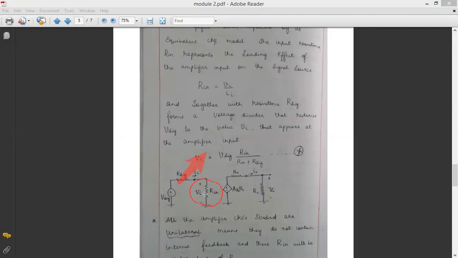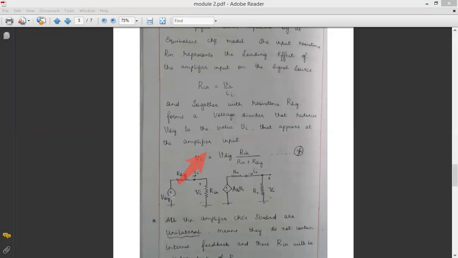One example is the MOSFET, where the gate resistance is very, very high. It will be equal to infinity or in the mega ohm range. So when I write Vi is equal to V signal into Rin by Rin plus R signal, Rin is a very, very high value in terms of infinity or mega ohm, and your R signal will be in terms of ohms. When you compare these, you can neglect this R signal. When you neglect R signal, it is V signal into Rin divided by Rin. Rin and Rin will get cancelled. Vi will be equal to V signal.